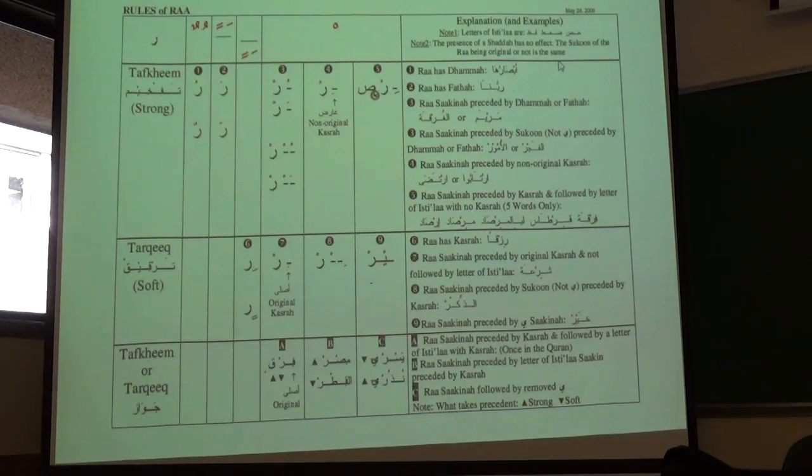The next word is bil mirsad. Mirsad. And of course, remember that this also is defying the rule, right? The simple rule that we spoke about. Usually when the ra has a sukun before it kasra, it was supposed to be soft. So what is making it strong is the letter of isti'la coming after it.